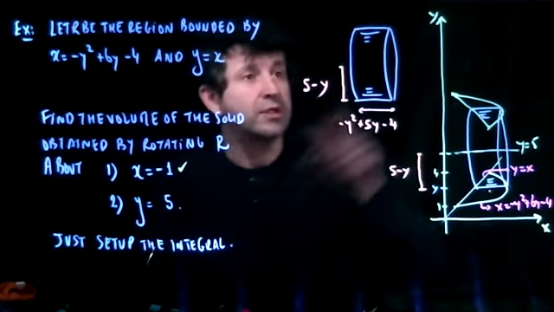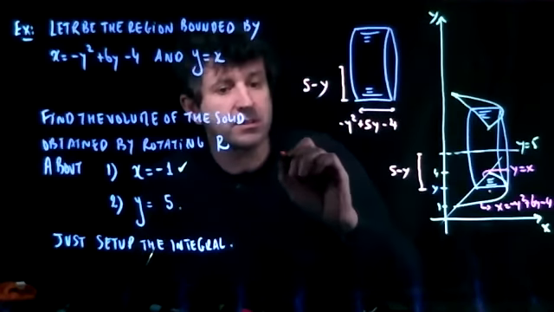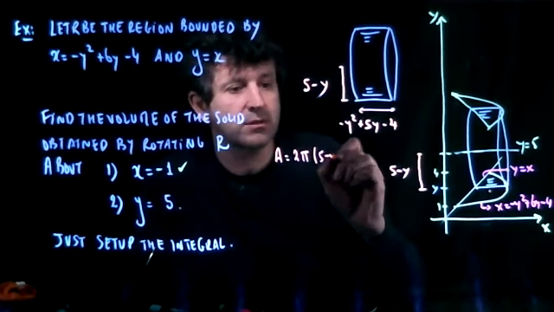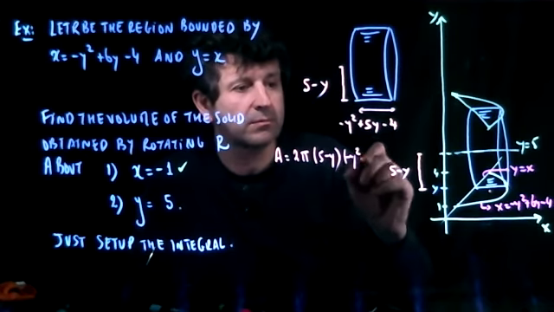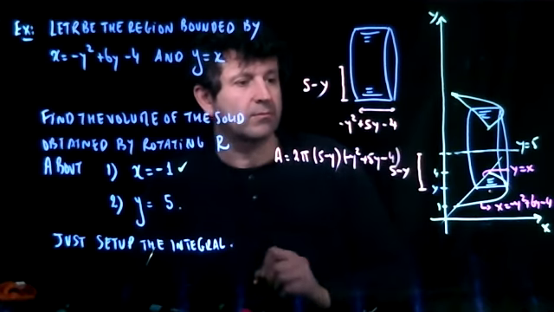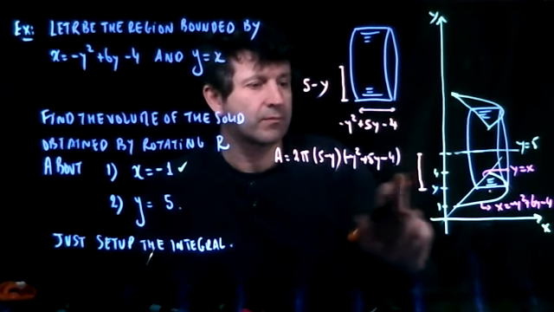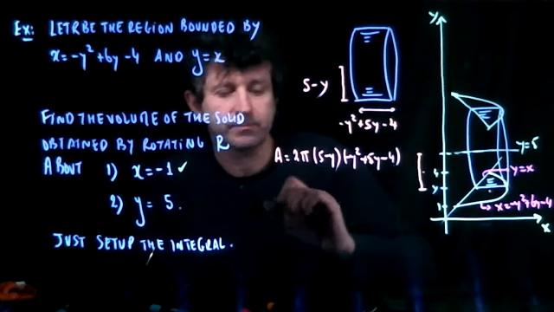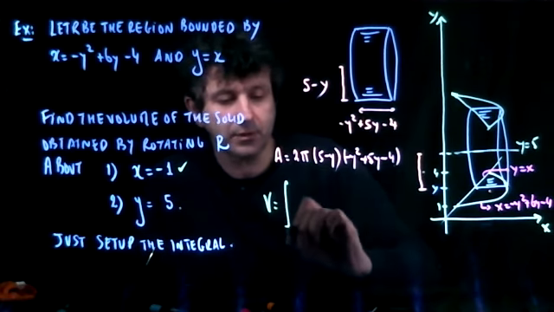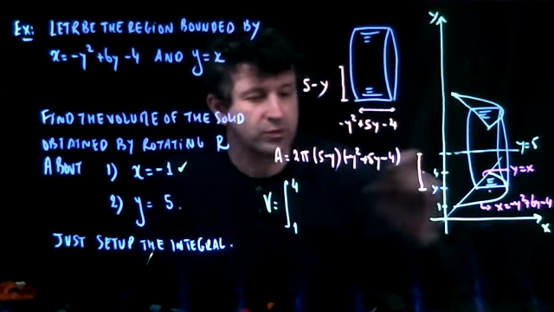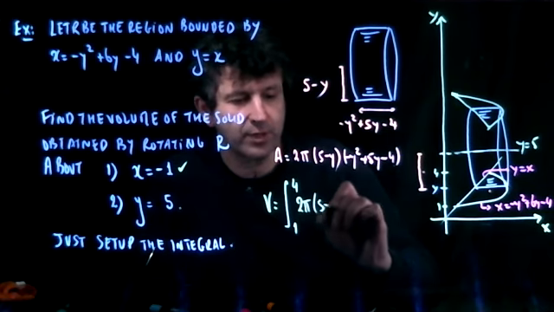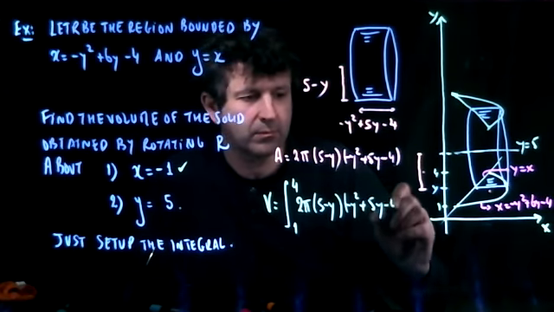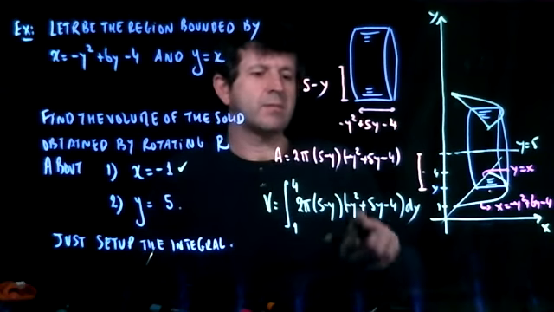That's it. So the lateral area of this is 2 pi times radius times height. And so my volume will be, y goes from 1 to 4, of all this lateral area. And that's it. That's set up.